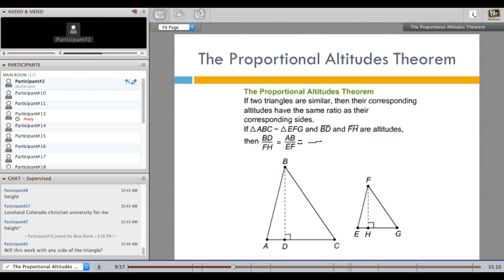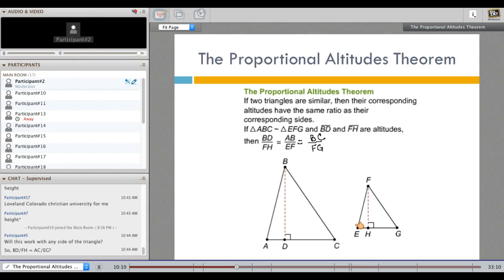We could add here that we could also say it's equal to BC over FG. Okay, so the example that they wrote were sides AB and EF, the left sides, but it is also true for the right sides. Okay, and yes, it is also true for the bottom sides, AC and EG. So I could also say that all these ratios would be equal, AC over EG.